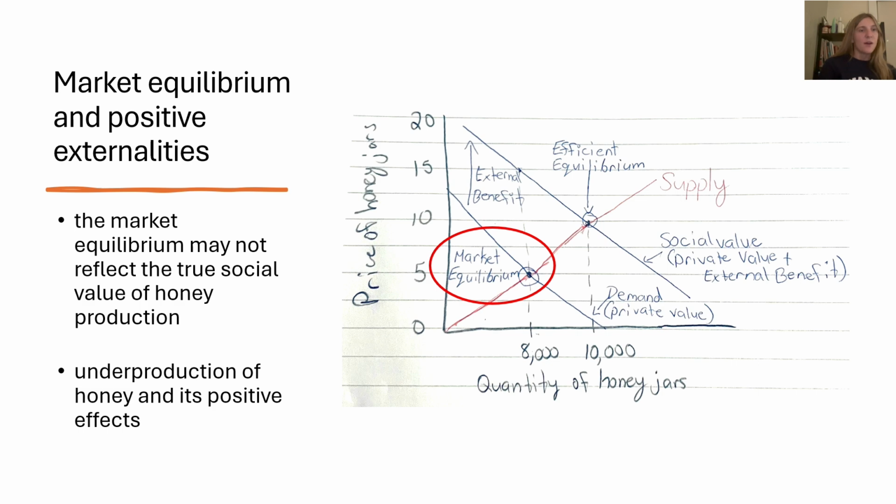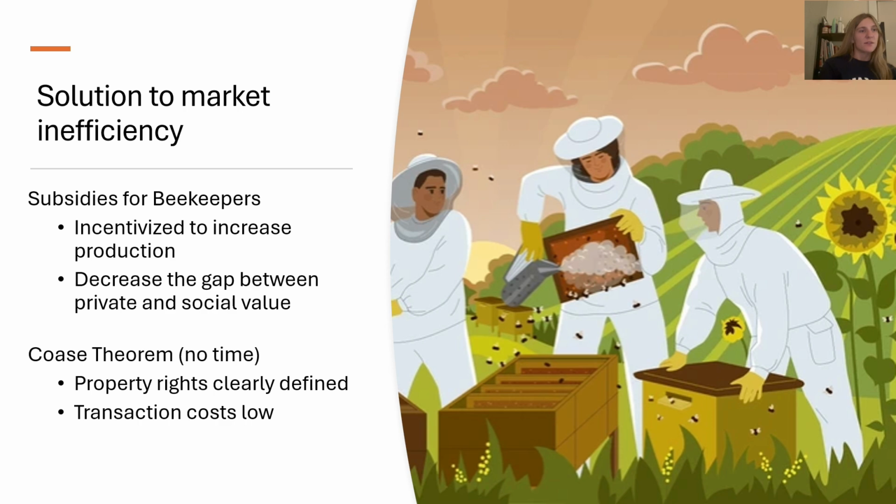Here we can see the private value of $5 on the height of the demand curve and the social value of $15 on the height of the social value curve. When positive externalities are present, the market equilibrium may not reflect the true social value of honey production. The market does not account for non-private benefits like pollination, leading to underproduction of honey and its positive effects.